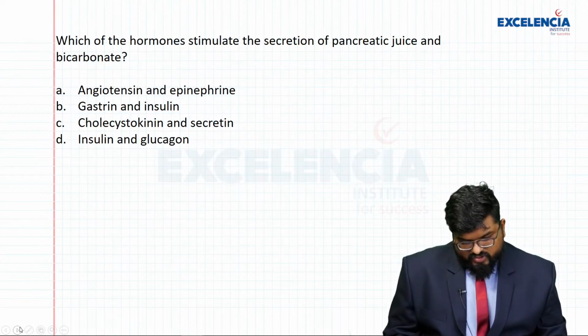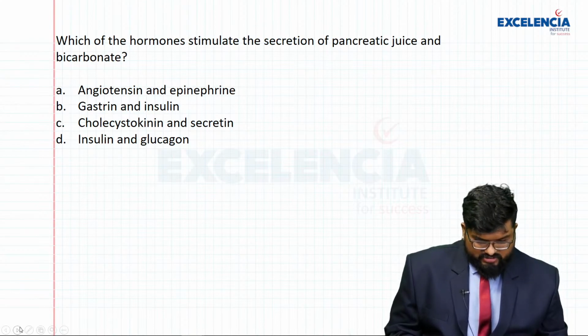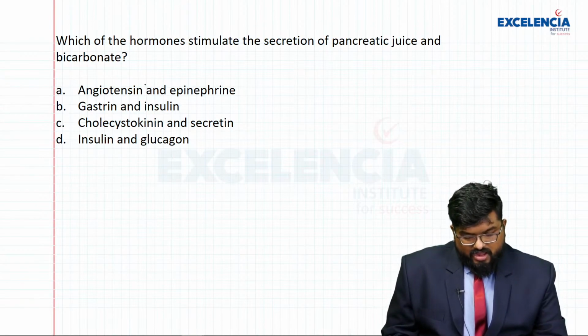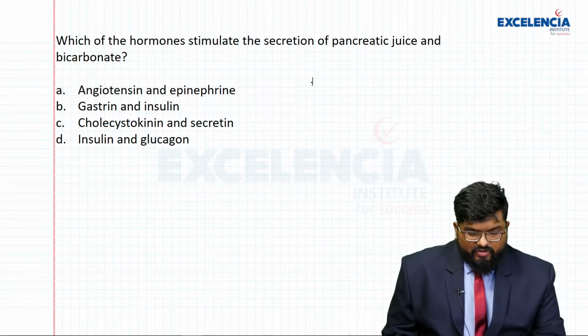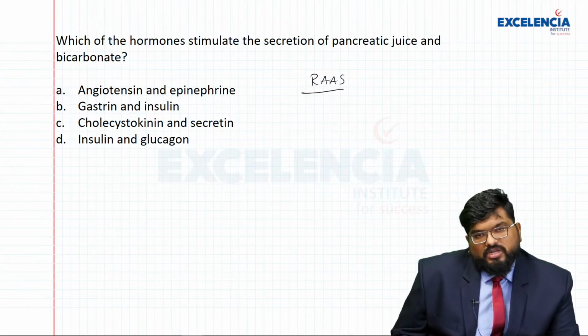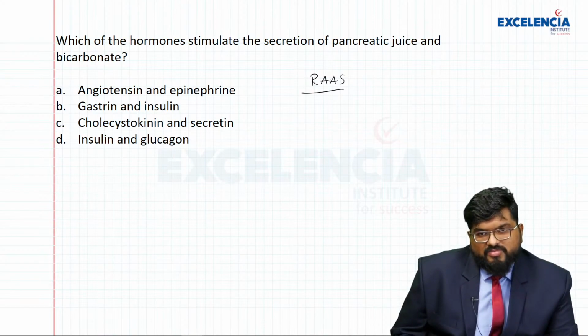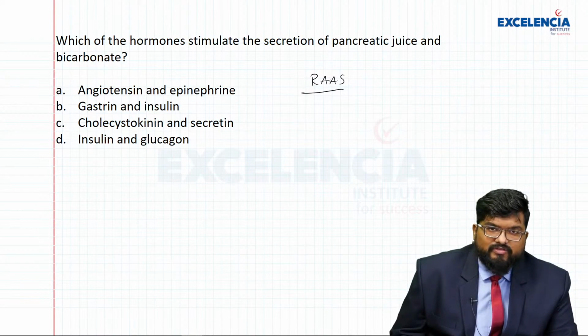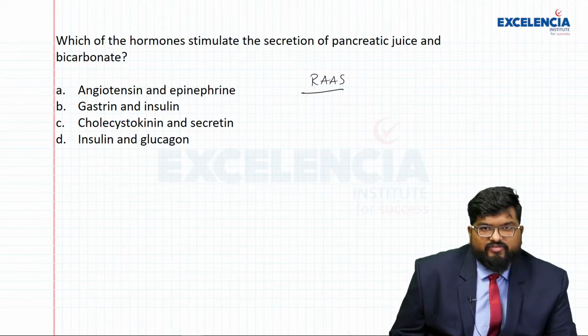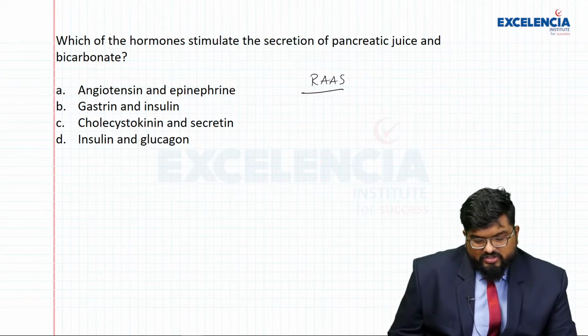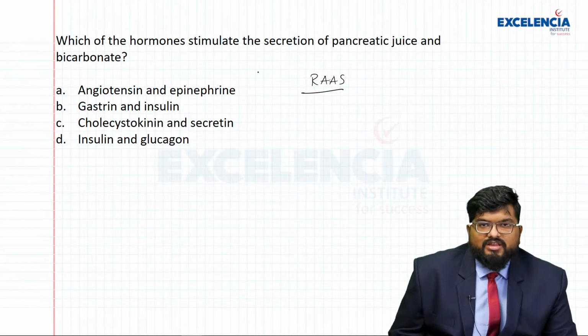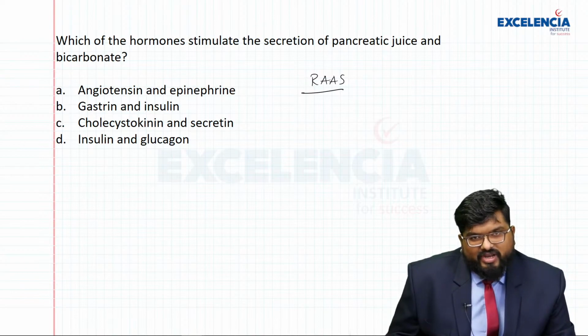Next, which of the hormones stimulate the secretion of pancreatic juice and bicarbonates? Angiotensin is involved in the renin-angiotensin mechanism, which is responsible for increasing the blood pressure and increasing the glomerular filtration rate, GFR. So angiotensin is definitely not the answer. Epinephrine is nothing but adrenaline. Adrenaline is an emergency hormone, right?